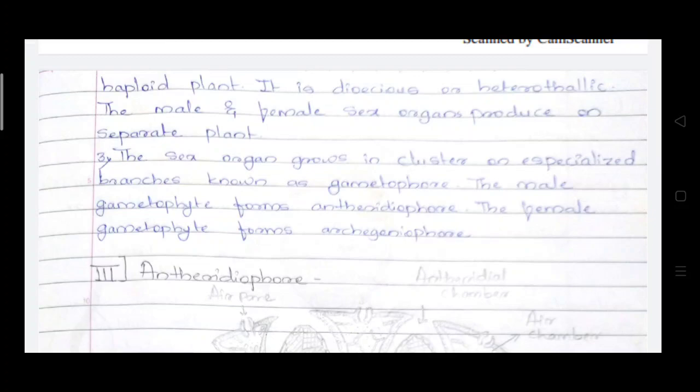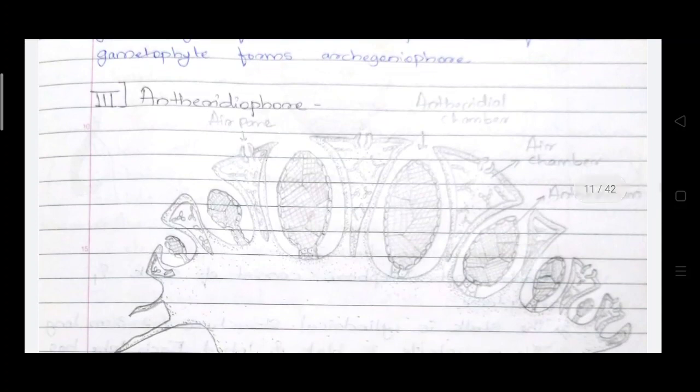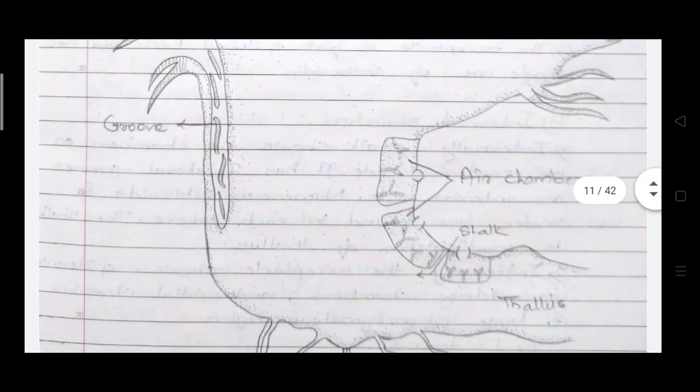The male gametophyte produces the Antheridiophore and the female gametophyte produces the Archegoniophore. First we discuss the Antheridiophore. So this is the structure of the Antheridiophore.